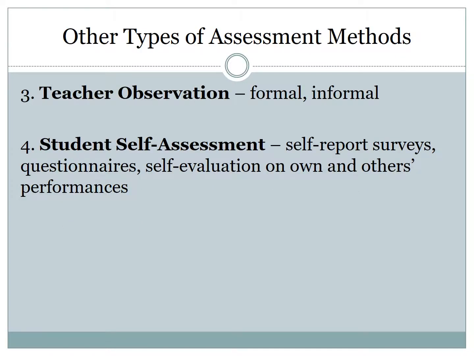There are other types of assessment methods that are less frequently used. Teacher observation. We observe all the time and we assess students through observation, but it's less formally done. Student self-assessment might be where they answer questionnaires or they evaluate their own work or others' work. For the rest of the class, we're primarily going to be talking about the first two types, though: selected response and constructive response.